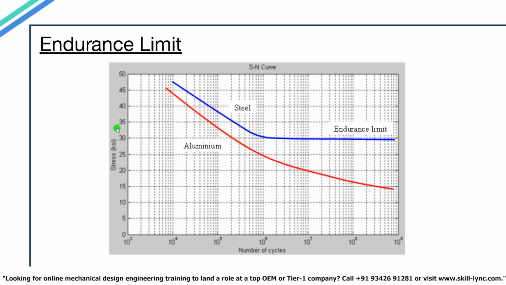So let's say here we have the SN curve for steel, and here we have the SN curve for aluminium. We can notice that the SN curve of aluminium does not flatten out, whereas the SN curve for steel starts to flatten out at a stress value of around 30 ksi. So that means at 30 ksi of stress value, steel can theoretically endure almost an infinite number of life cycles, and this is called the endurance limit.